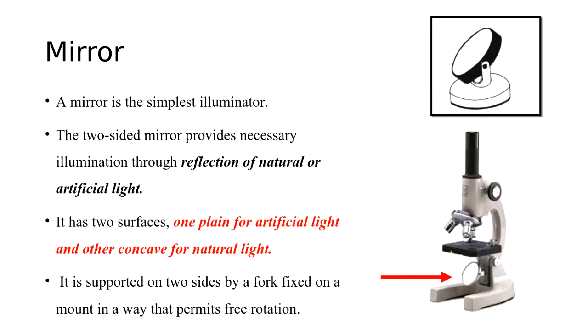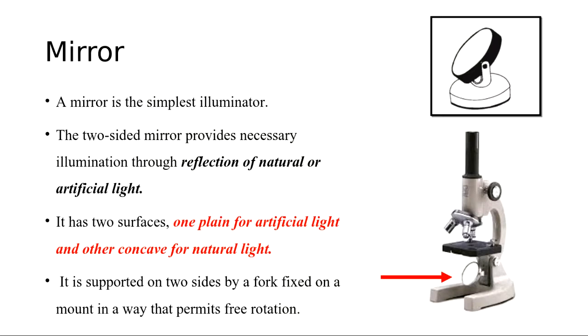It is supported on two sides by a fork fixed on a mount in a way that permits free rotation. See, the fork is fixed here. It holds the mirror, and the mirror can be turned left, right, above, below. So that is called the fork, which holds the mirror.